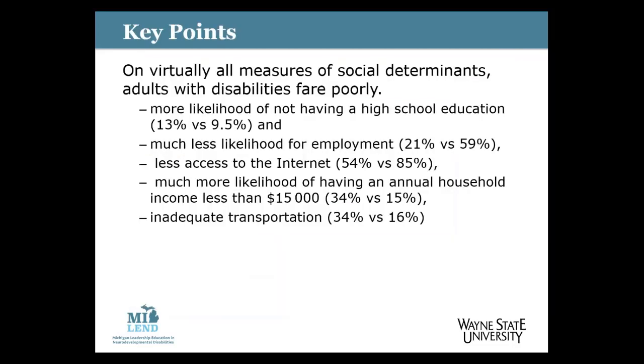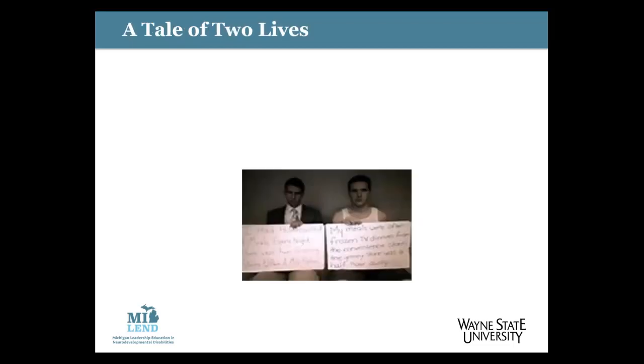So in general, on virtually all measures of social determinants, adults with disabilities fare poorly. And adults with disabilities are more likely to not have high school education, much less likely for employment, less likely to have access to the internet, more likely to have an annual household income less than $15,000, and more likely to have inadequate transportation. And those are social determinants of health.